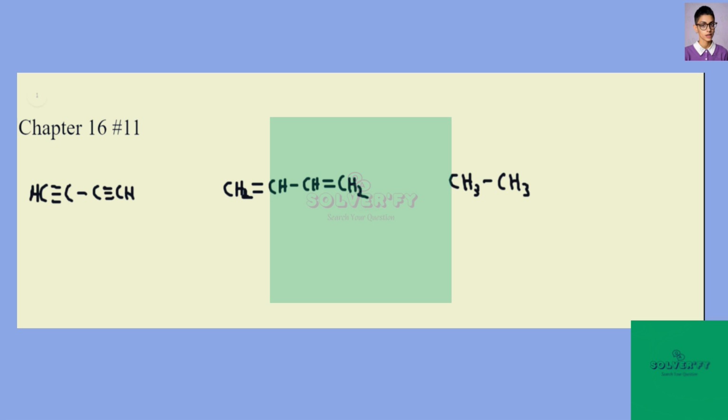And hopefully you remember from earlier in the book, percent S character. So a bond with a higher percent S character is going to have smaller orbitals. And since it's made of smaller orbitals, it's going to be a shorter bond.